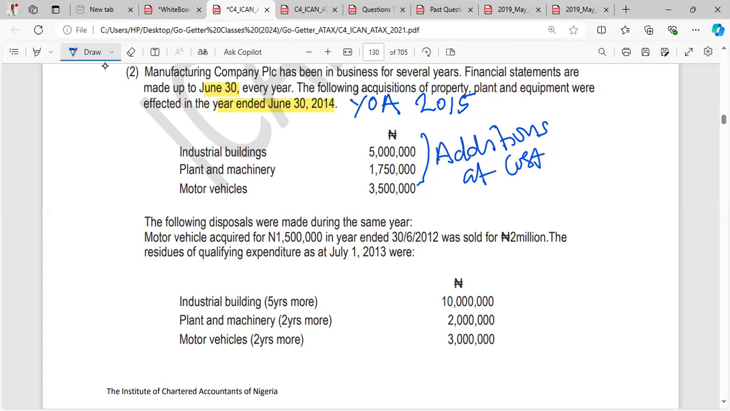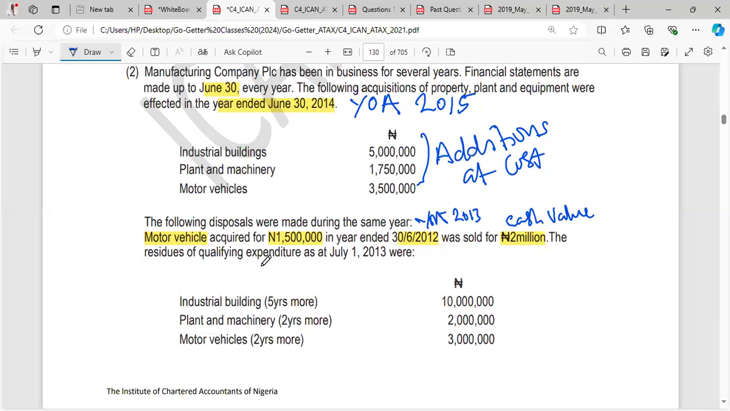Okay, the following disposals were made during the same year. Now, in disposal, we are told that a motor vehicle was disposed. It was acquired for 1,500 in the year ended 30th June 2012. What it means is that it was acquired in the year of assessment 2013 and was sold for 2 million. So this is the cash received. So this is the cash value.